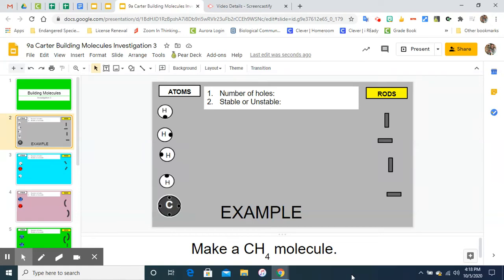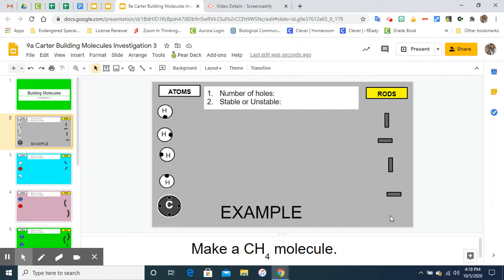When you open up your assignment or your slideshow today, you'll see at the bottom of the screen it tells you what molecule to make. You have all of the atoms and all of the rods needed to make this molecule. There's nothing extra thrown in here, so this should be pretty simple.